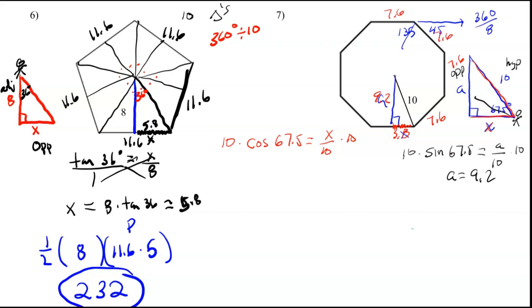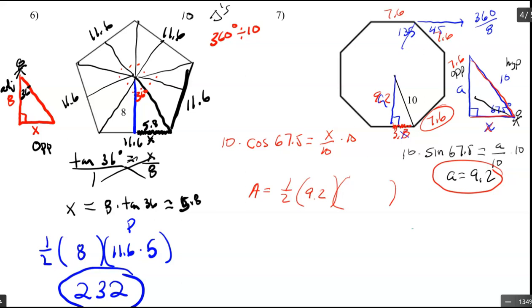So I think we have what we need. We have A, we have the side. So let's get after the final equation here. The area should be 1/2 the apothem times the perimeter, which is 7.6 times 8 because I have 8 sides. So let's see what this shakes out to be.